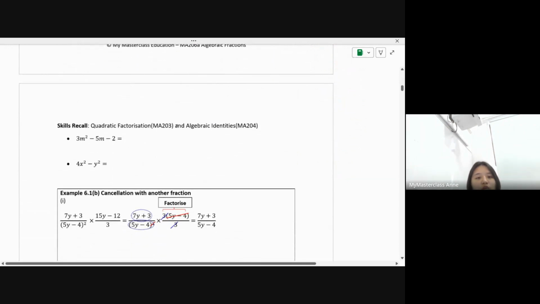Okay. Now we look at the next part. Skills recall. What we can do is we want to factorize it. Factorization, just recap.